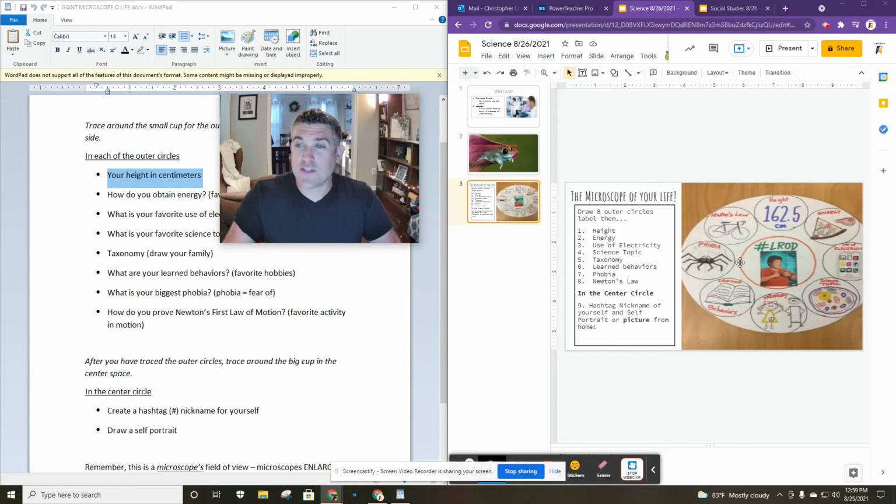Next up is the center one. Now, if you would like to, you can draw a picture of yourself in the center, or you can bring in a photo from home starting tomorrow and place it in the middle. Also in the middle, you're going to create a hashtag or a nickname for yourself. Okay, so for instance, for me, it would be hashtag Mr. L Rocks. As you can see here, this did hashtag Elrod. Okay, and then in the middle, you'll draw a self-portrait.